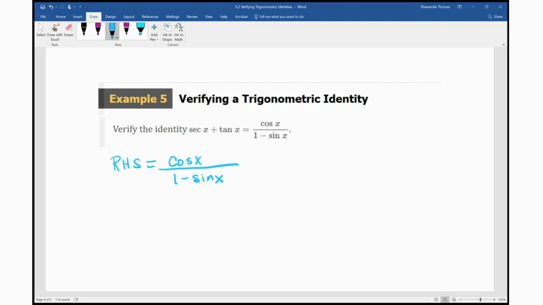All right, at this point, I want y'all, when you see something like this, to use the conjugate of the denominator. So we have 1 minus sine x. What is the conjugate of 1 minus sine x? 1 plus sine x. Correct. So we're going to multiply the numerator and denominator by the conjugate 1 plus sine x and see what happens.